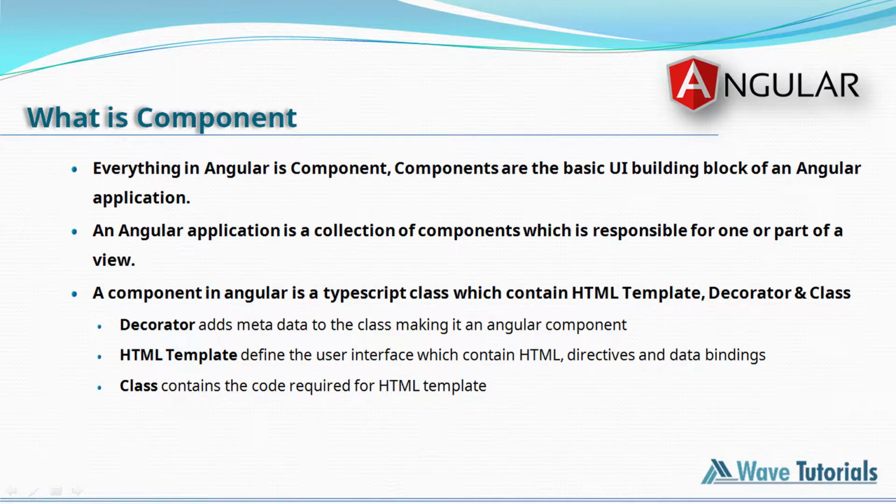Everything in Angular is component. Components are the basic UI building block of an Angular application. An Angular application is a collection of components which is responsible for one or part of a view. A component in Angular is a TypeScript class which contains HTML template, decorator and class. So decorator adds the metadata to the class, making it an Angular component. An HTML template defines the user interface which contains HTML, directives and data binding. Class contains the code that is required for the HTML template.